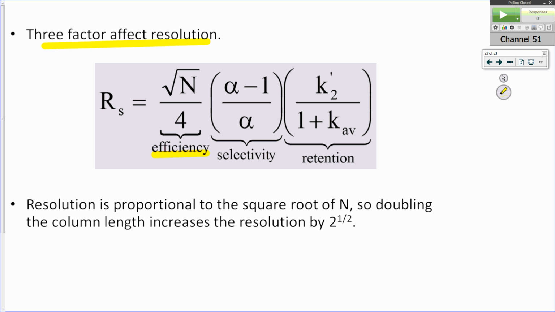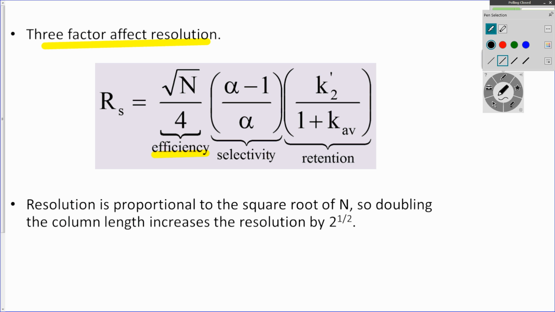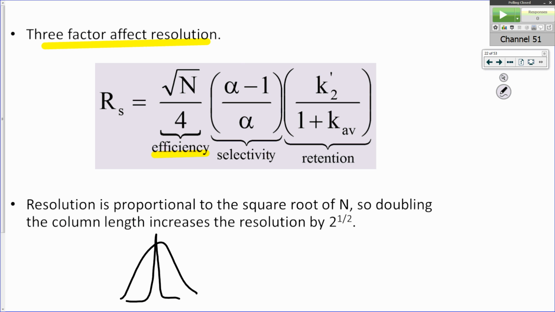Efficiency, so you can make the peak sharper. So instead of having a big broad peak that's like this, if you figure out how to make your system so you had a much sharper peak, you could separate peaks easier. All right, so that's efficiency.